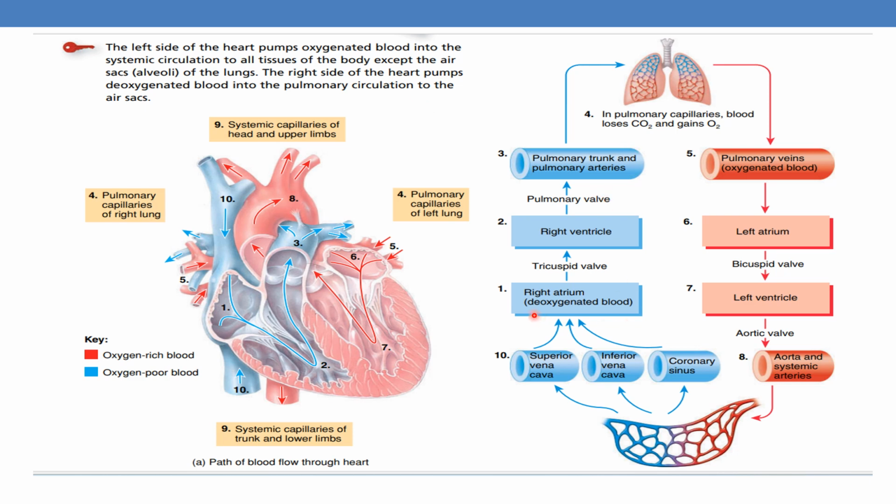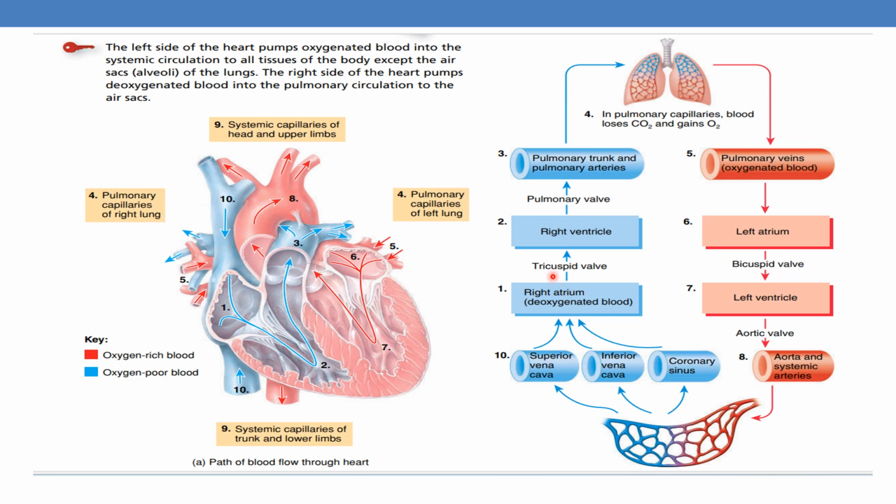So what is the first step? There is no first step, it is a cycle. As of now, here it is indicated as step 1, so we'll go in numerical order. The first is the right atrium. The right atrium receives deoxygenated blood from various body parts through the superior vena cava, inferior vena cava and coronary sinus. That is the first step.